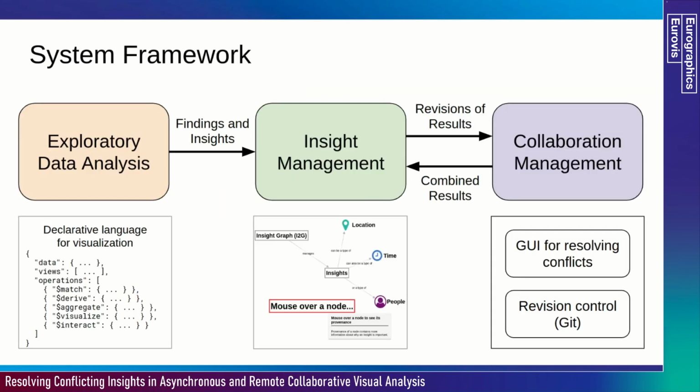Here's our system framework. There are 3 modules. The exploratory data analysis module is for users to create visualizations using declarative language. The findings and insights can be externalized and arranged in the Insight Management module, which uses the insight graph and a set of visual interfaces for managing analysis results. Changes to the shared results are managed by the Collaboration Management module, which leverages the Git revision control system for detecting conflicts and combining results.